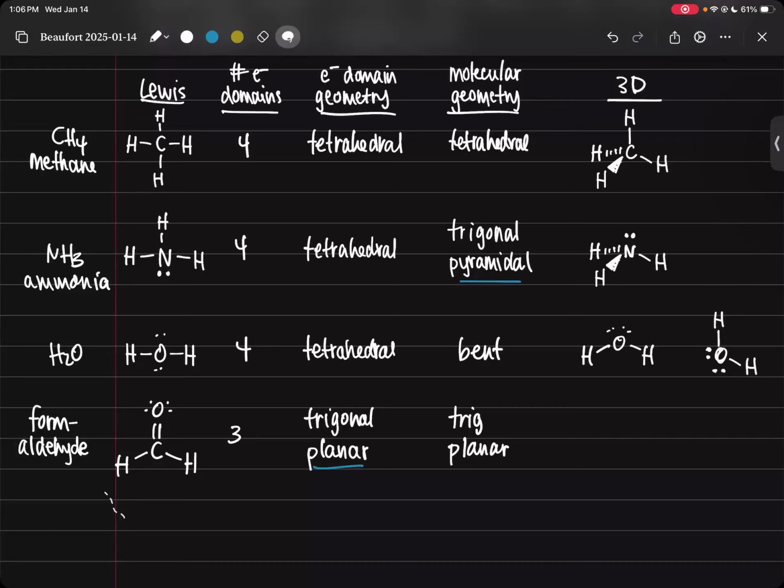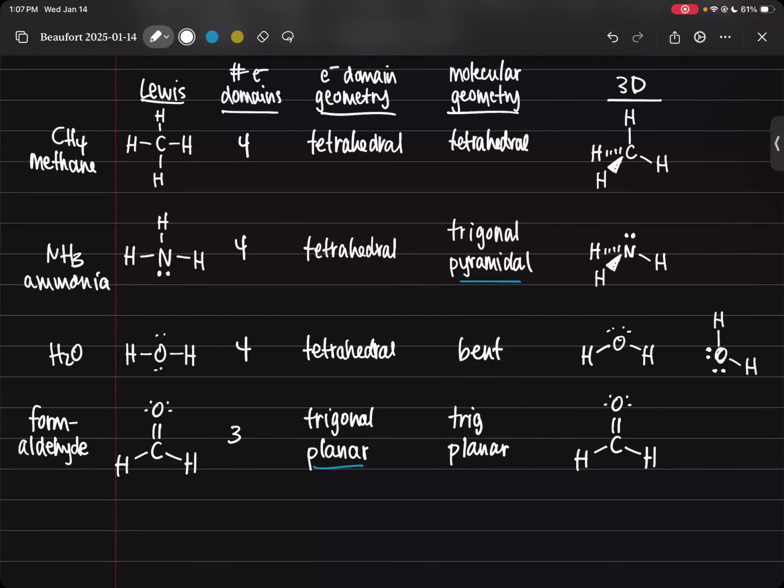And so this is actually a perfectly good 3D structure for formaldehyde. We don't have to do anything to it. Doesn't need wedges or dashes or anything like that. So the angles between the oxygen and the two hydrogens are, in this case, 120 degrees. Do you remember what it is for tetrahedral? 109.5? Does that number ring a bell?